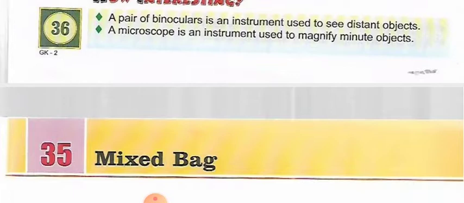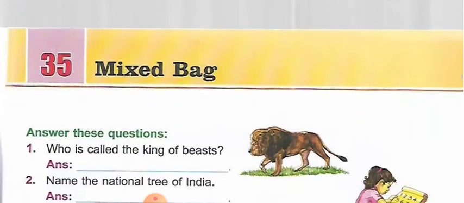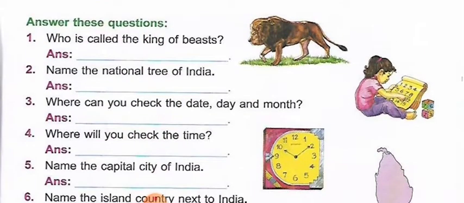Okay, children. Now, mixed bag. Who is called the king of beasts? Lion. Name the national tree of India. Banyan tree. B-A-N-Y-A-N, banyan tree.